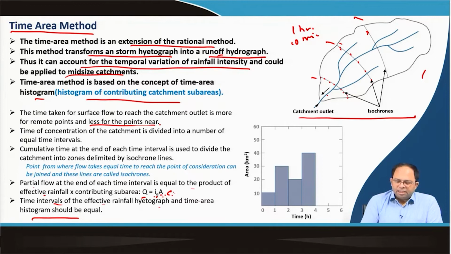So, for the time-area, the histogram and hyetograph intervals have to be kept the same, right, because in the hyetograph we get intensity for each of these intervals, and those intensities are taken up. So, this is the area and this is time. For the first time period, second time period, third time period, fourth time period, this much area comes in, then in this time period this much area comes in, and so on.